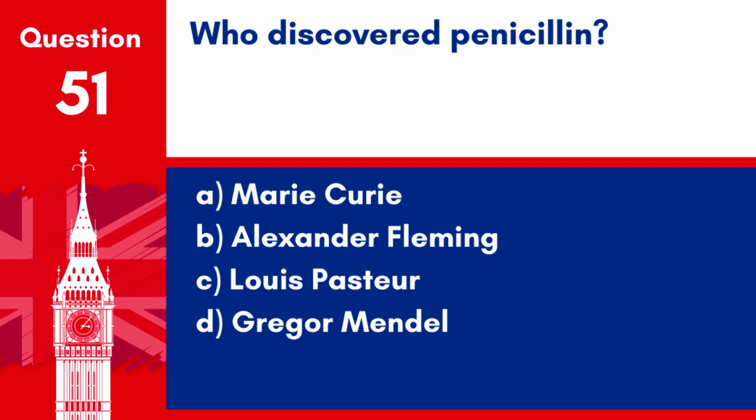A. Marie Curie. B. Alexander Fleming. C. Louis Pasteur. D. Gregor Mendel. Answer: B. Alexander Fleming. Sir Alexander Fleming discovered penicillin in 1928, which marked the beginning of modern antibiotics and revolutionized medicine by introducing effective treatment for bacterial infections.